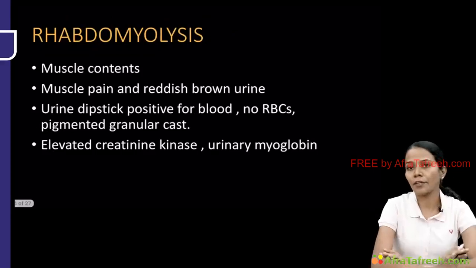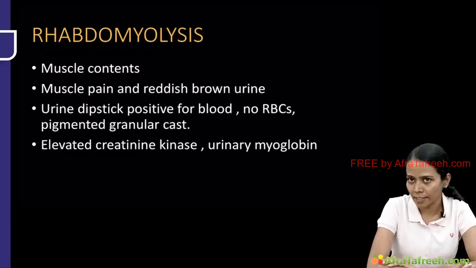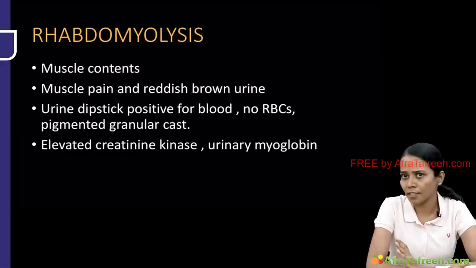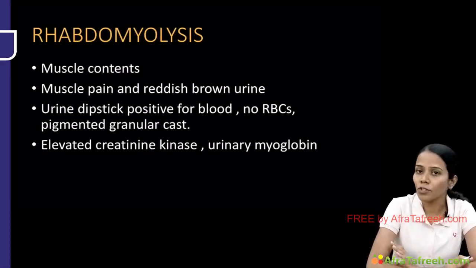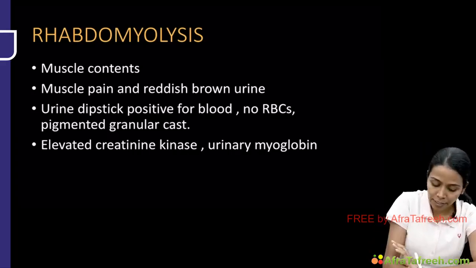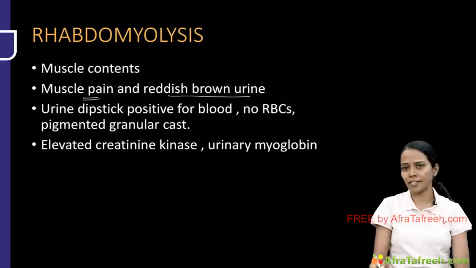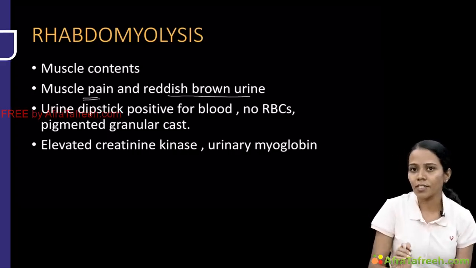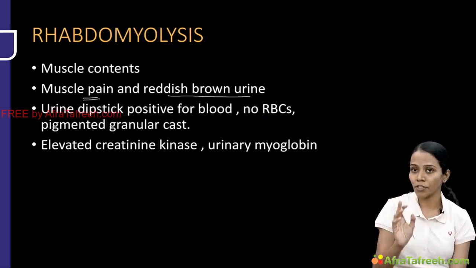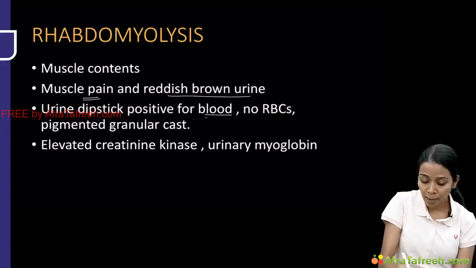Okay. Next, coming to rhabdomyolysis, it's nothing but the lysis of the muscle content. The etiology and pathophysiology we discussed in the previous chapter. What happens to the urine? Urine is going to be reddish brown, and mainly the patient is going to come with muscle pain because lysis is happening. Now the interesting feature is that urine dipstick will be positive for blood because there is myoglobin.